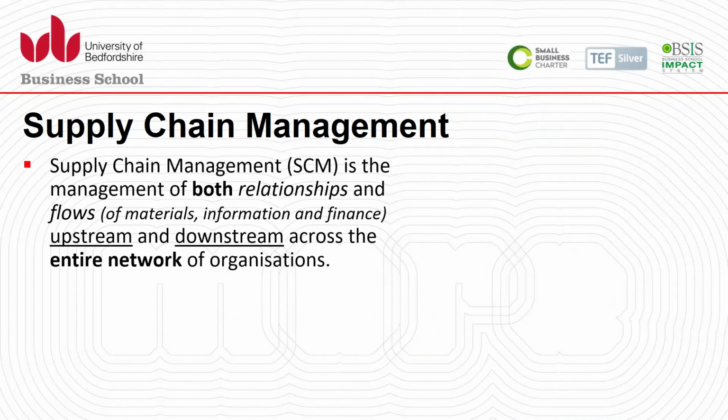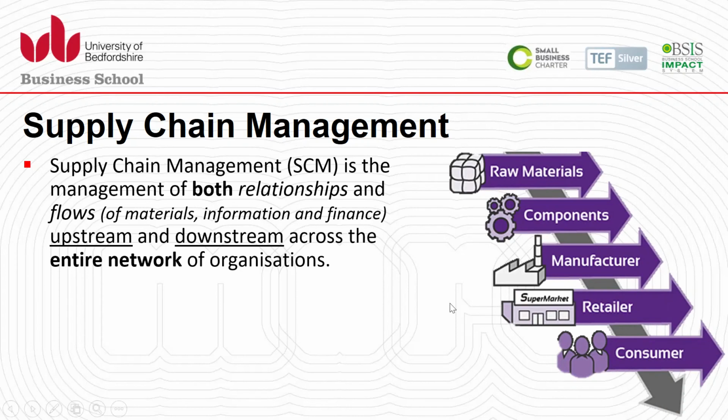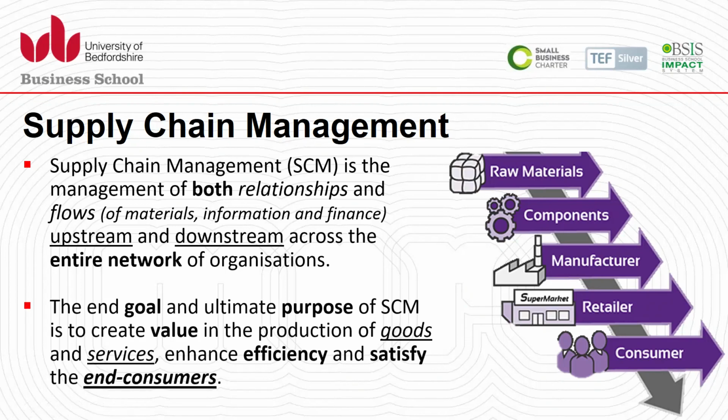So it is important that supply chain management is the management of both relationships with customers and suppliers on the other end, and flow of material and information, as well as finance, both upstream and downstream, across the entire network of the particular organization. So we can see in this graphical illustration from raw material to key components to come to the manufacturing plant, and then it goes downstream to the retail and to the customer. This is how we can go to the end goal, and the ultimate purpose of supply chain management is to create value in production of goods and services that can enhance efficiency and satisfy the end consumer.